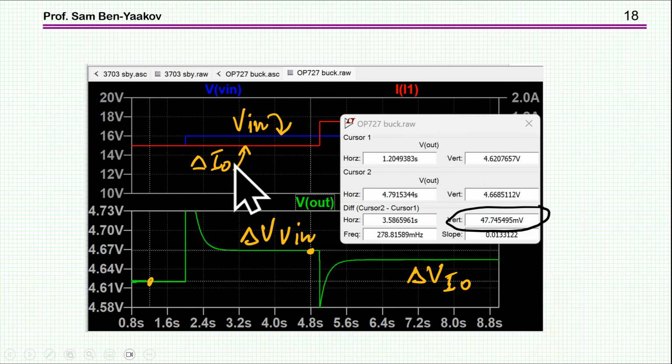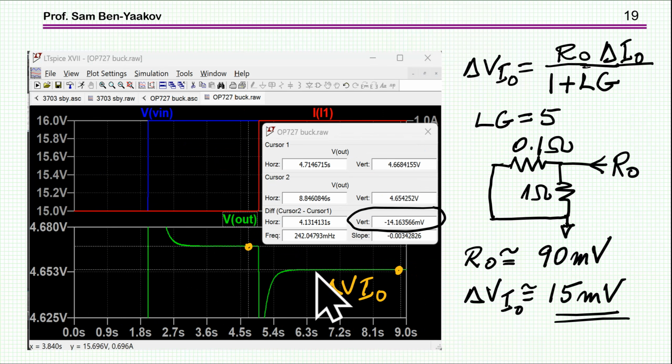And now we are exposing it to this transition at the input and at the output, the two steps. And of course, we see now a step at the output, both due to the step in the V-in. Here it is, this is this V-in, which is like 47 millivolts, that's a lot. And here's the measurement for the change at the output due to the current step, and it is 14 millivolts. This is quite a bit. Now let's do some sanity check.